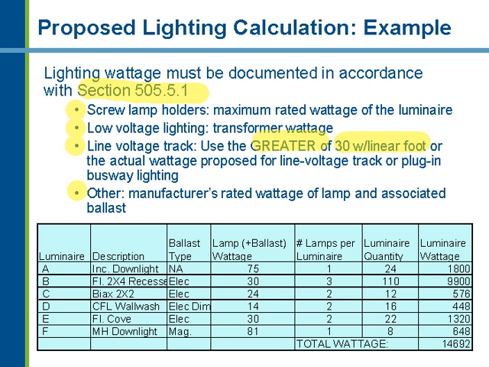At the bottom of this is a simple example of one accounting of a series of luminaires. There's the ballast type, the lamp plus ballast wattage from the cut sheets, number of lamps per luminaire, the quantity of luminaires, and the total wattage. This will be the number, in this case, the 14,692, that you would be comparing with the allowance that you calculated earlier.